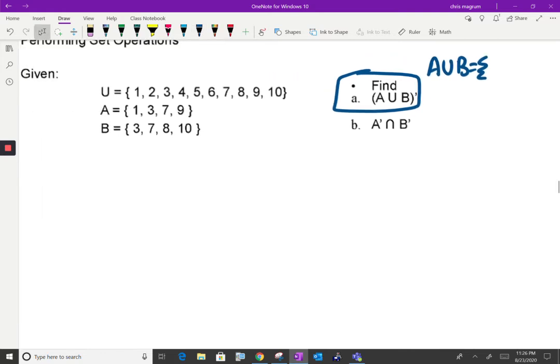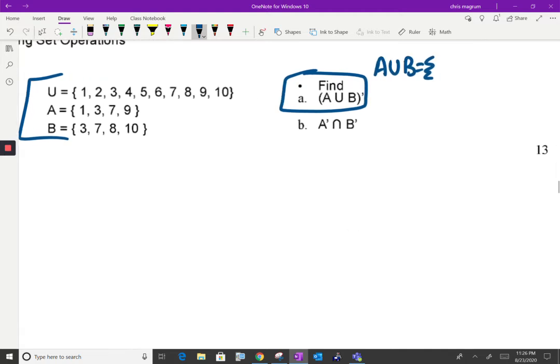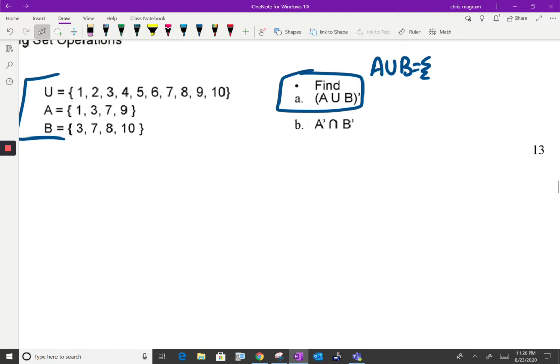Right, so here's my three sets, my universal set. So that's everything total, 1, 2, 3, 4, 5, 6, 7, 8, 9, 10. And then my two specific sets, A, 1, 3, 7, 9, B, 3, 7, 8, 10. And if I combine those two things together, I have 1, 3, 7, 8, 9, and 10.